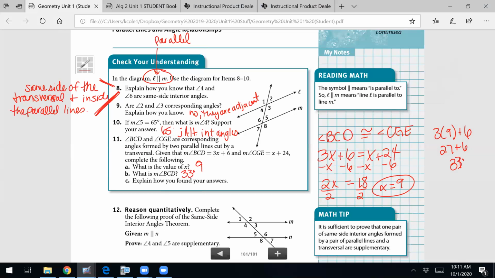Okay, explain how you found your answers. Well, your work does your explanation for you, but you would just say that corresponding angles are not equal, they are congruent.